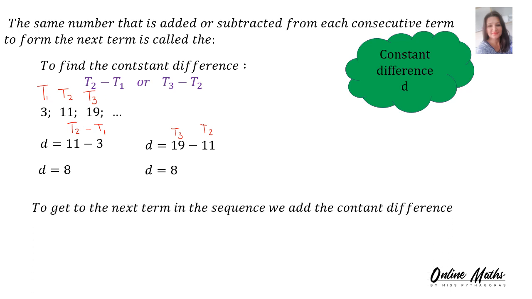To get to the next term in the sequence, we add the constant difference. Therefore, the sequence was 3, 11, 19. So to get to the next term, we add 8, the constant difference. 19 plus 8 is 27. To get to the next term, plus 8. 27 plus 8 is 35.